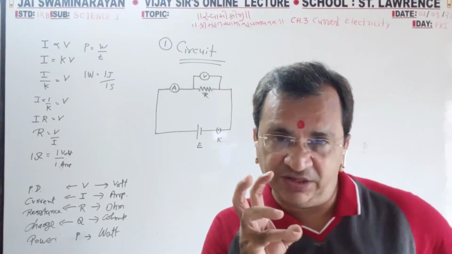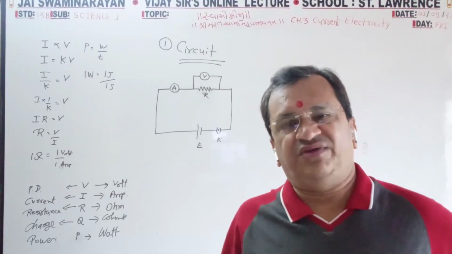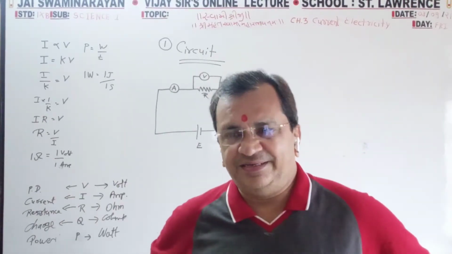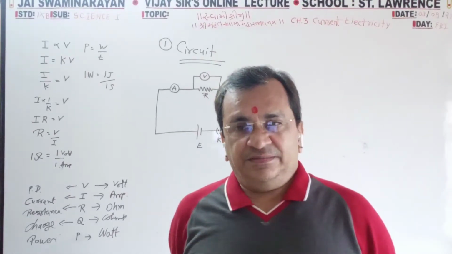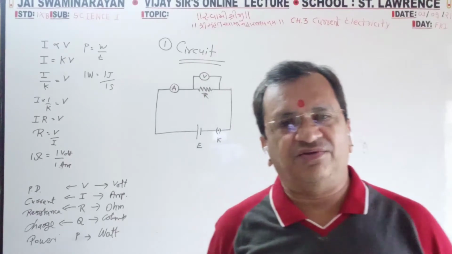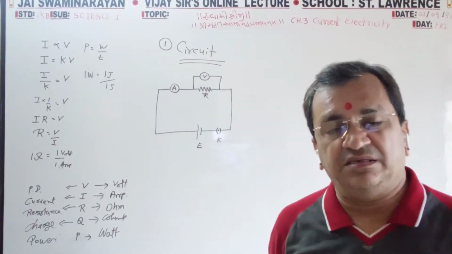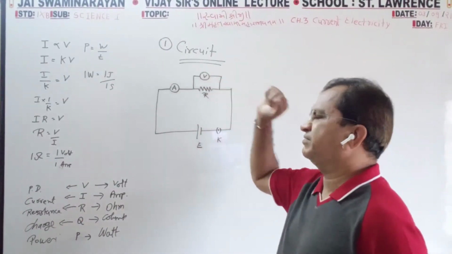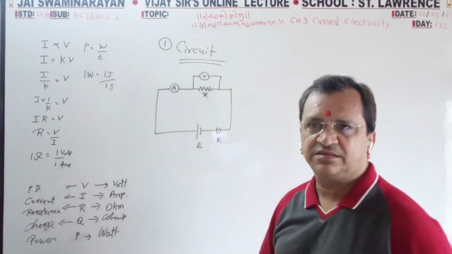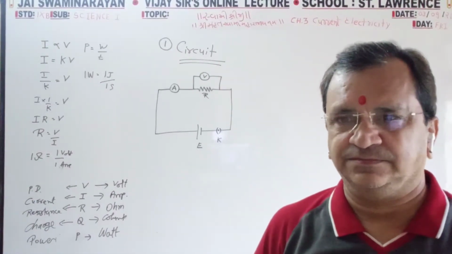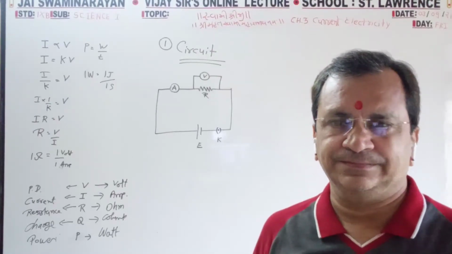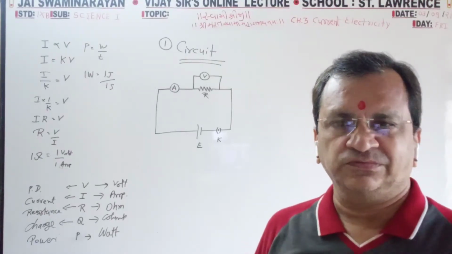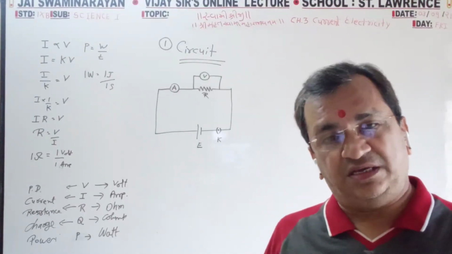Now for the battery, why are we using E? For the battery we would have to use B. Why are we using E? Anyone have an idea? For the battery we would have to write B, because for ammeter we write A, voltmeter we write V, resistance we write R. But for the battery we are writing E.